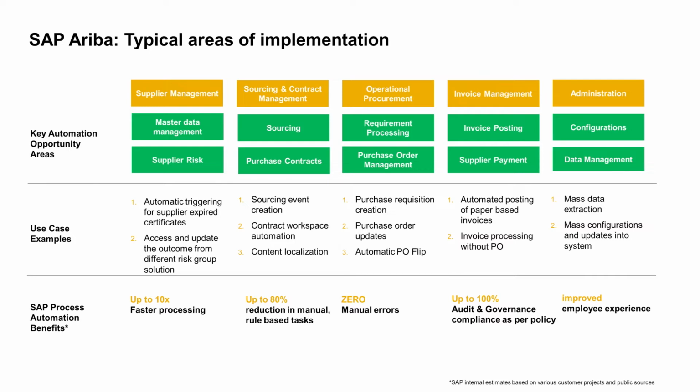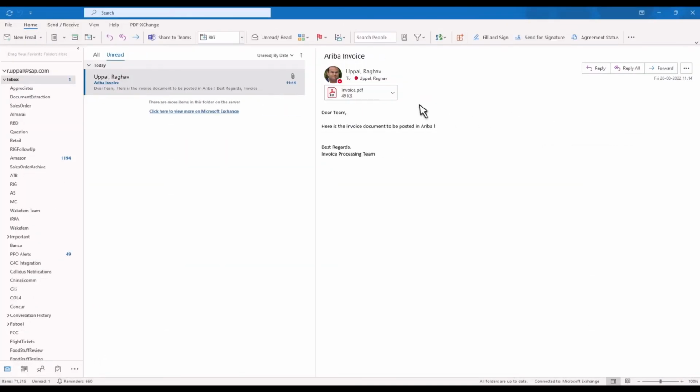How does this improve overall efficiency? It leads to 10 times faster processing. It leads to an 80% reduction in manual and rule-based tasks. There are zero manual errors. And it leads to up to 100% audit and governance compliance as per policies, and thus leads to an improved employee experience. Now we are going to go through a demo about SAP Ariba invoice posting.